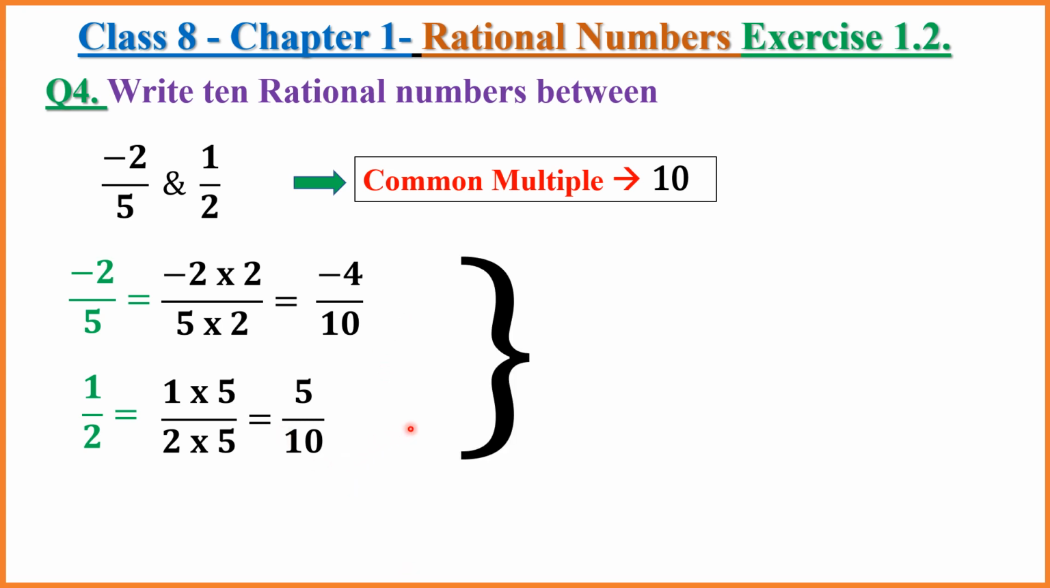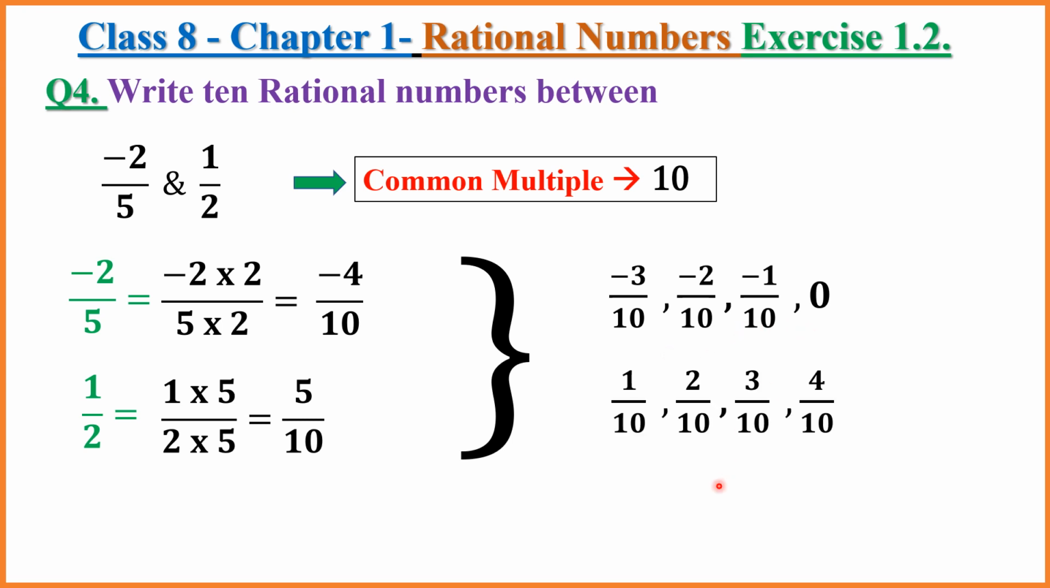Now we can write the rational numbers between them. We have to ignore the given numbers and write only the in-between numbers. After minus 4 by 10 comes minus 3 by 10, minus 2 by 10, minus 1 by 10, 0. And then 1 by 10, 2 by 10, 3 by 10 and 4 by 10. Here we are getting only 8 numbers, so we are not getting 10 rational numbers.